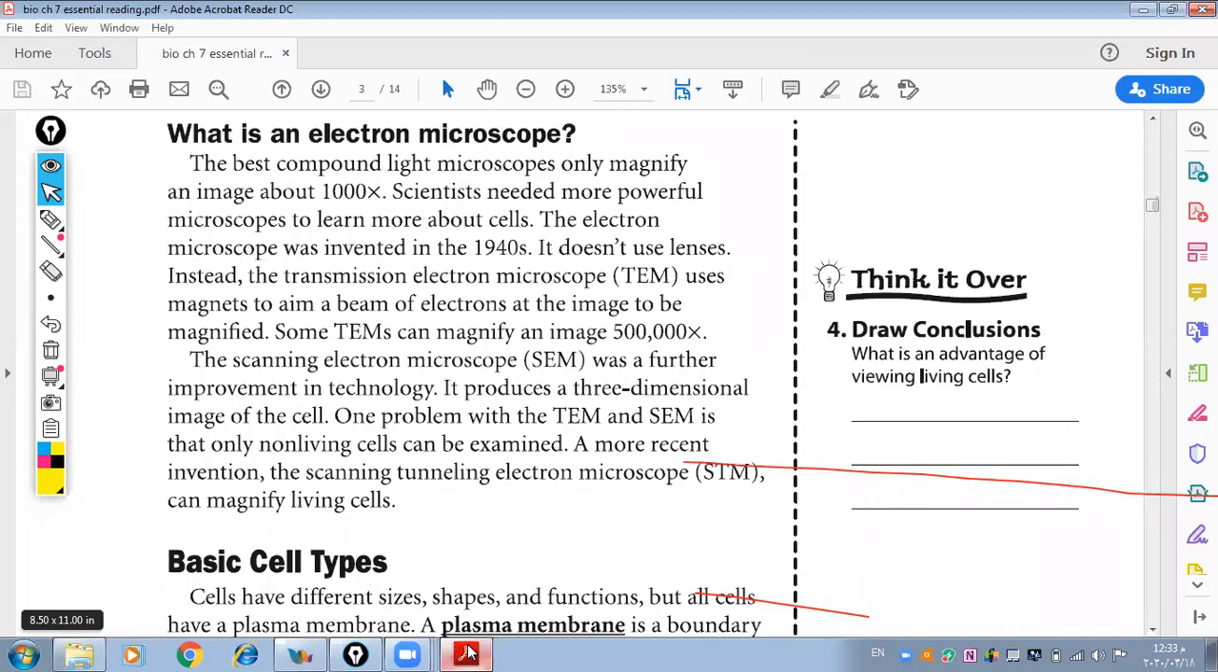Okay. Now you saw the difference between the images taken by compound light microscope and electron microscope. You can see a big difference in the clearness of each image. Okay, do you have any question?